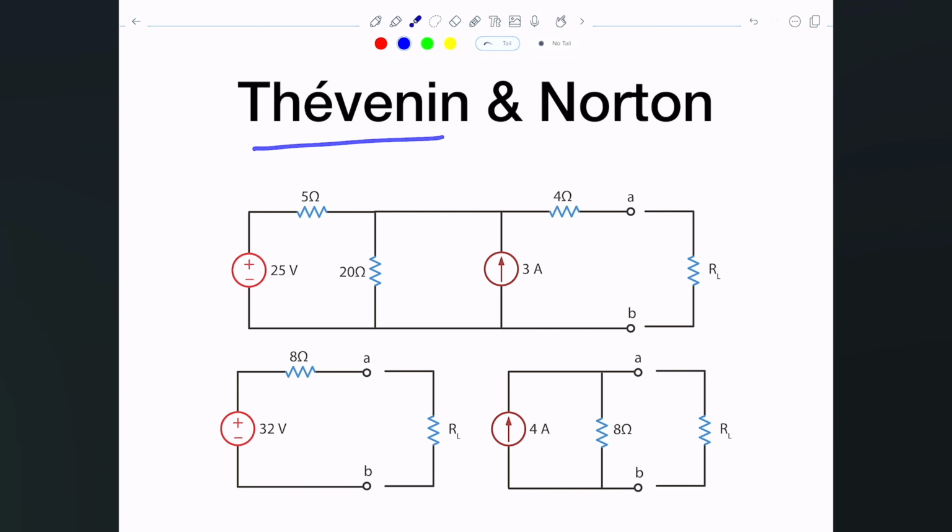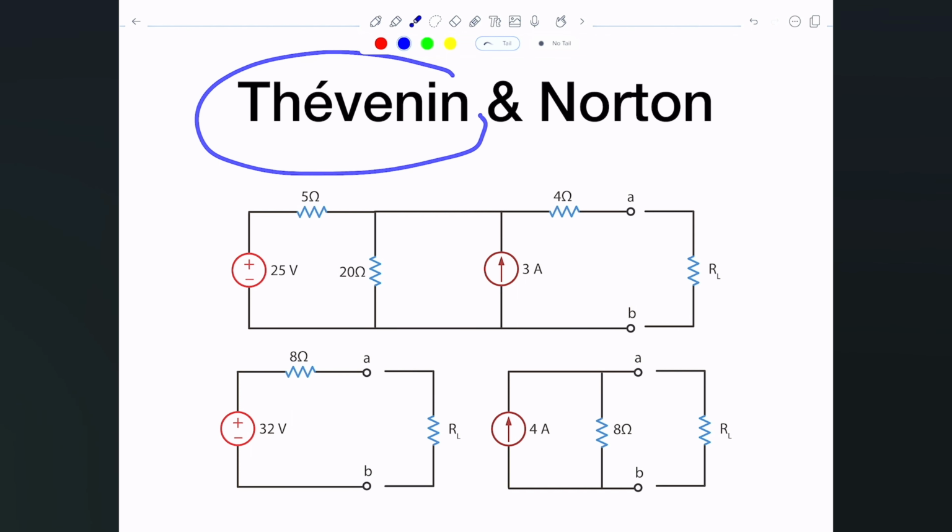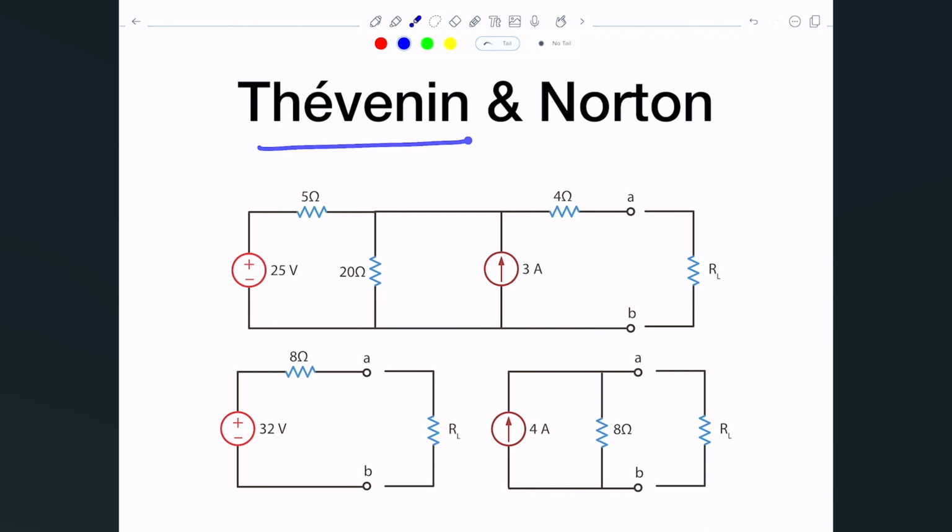So finding Thevenin or finding Norton is very, very similar. I'll focus initially on Thevenin, and then I'll show you how we can find Norton. They're pretty much the same procedure. And frankly speaking, you can start by finding the Thevenin equivalent and then do a source transformation, or the opposite. You can find Norton and then do a source transformation to get Thevenin. All right, so let's get started.